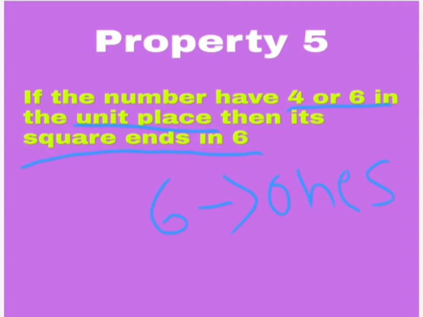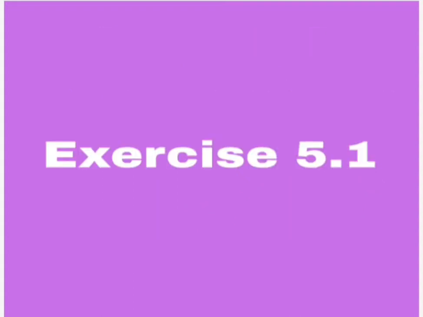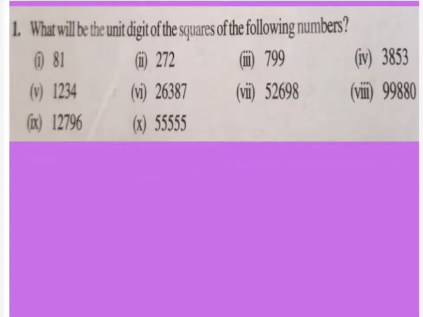Now using these properties we are going to solve our exercise question, that is exercise 5.1. In exercise 5.1, question number 1, the first question is: what will be the unit digit of the square of the following numbers? There you have 10 questions. In these 10 questions, you have to tell what number you are going to get in the unit place after squaring your given numbers.